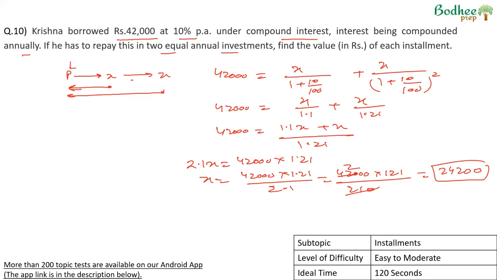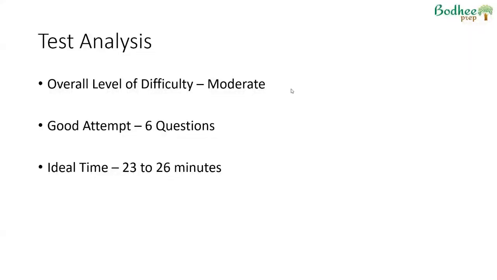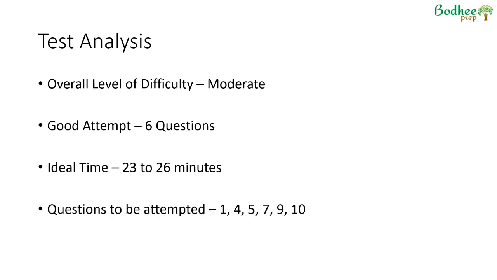Now, in terms of overall level of difficulty, as I said at the start of the test, overall level of difficulty moderate because there were some questions which are outright difficult to solve. And also because of some calculations, the overall time goes up to 23 to 26 minutes. The 6 questions that we were looking to solve in this set for me would be 1, 4, 5, 7, 9, 10. Just to have a look at them.